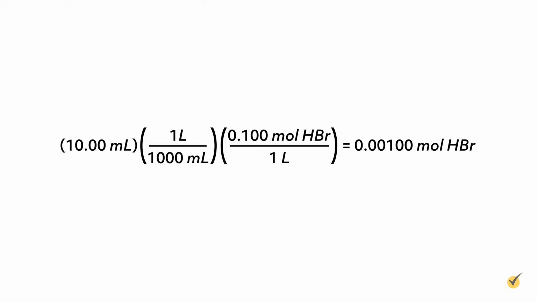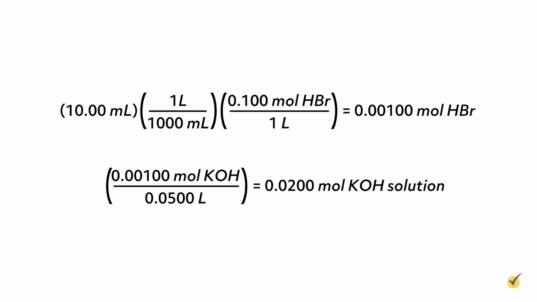So it took 0.001 moles of hydrogen bromide to neutralize the potassium hydroxide in the solution, which means there must have been 0.001 moles of potassium hydroxide because it's 1:1 stoichiometrically. Since we titrated 50.00 milliliters of potassium hydroxide solution, we can now calculate the concentration to be 0.0200 moles per liter.